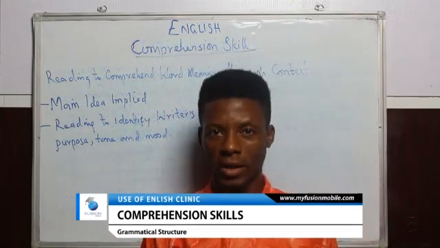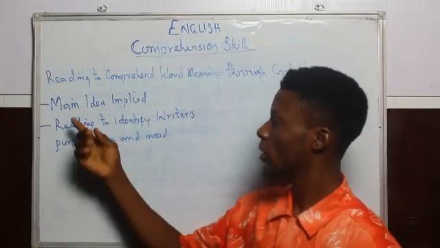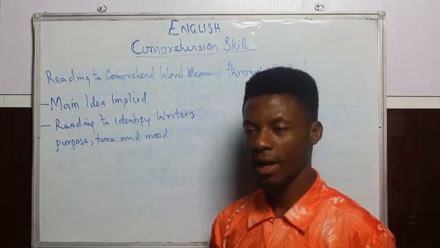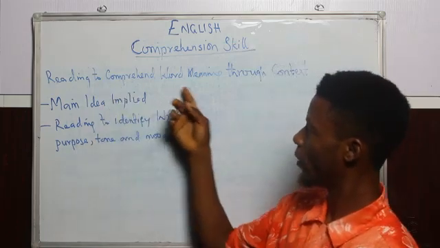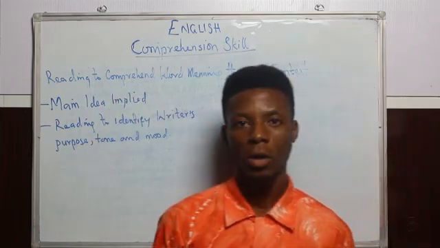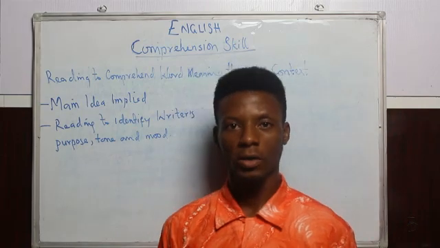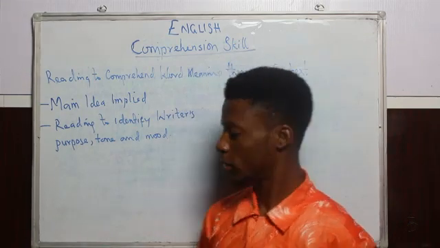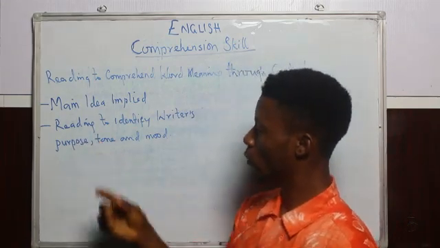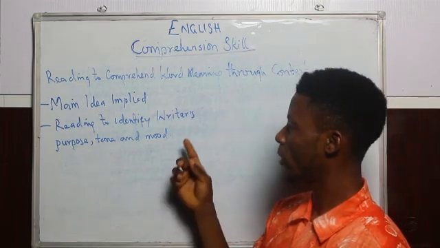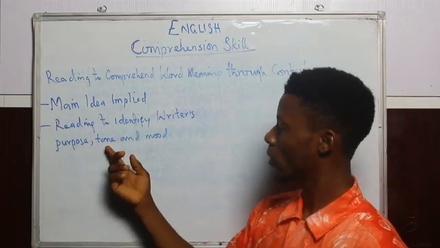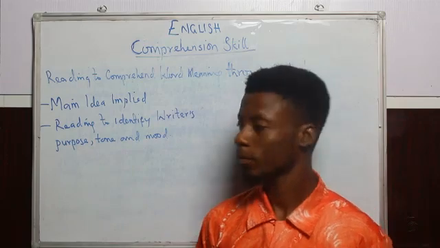On the next outline, we'll be taking a look at the main idea implied in reading comprehension and understanding word meaning in context. We will also be reading to identify writer's purpose, tone, and mood.